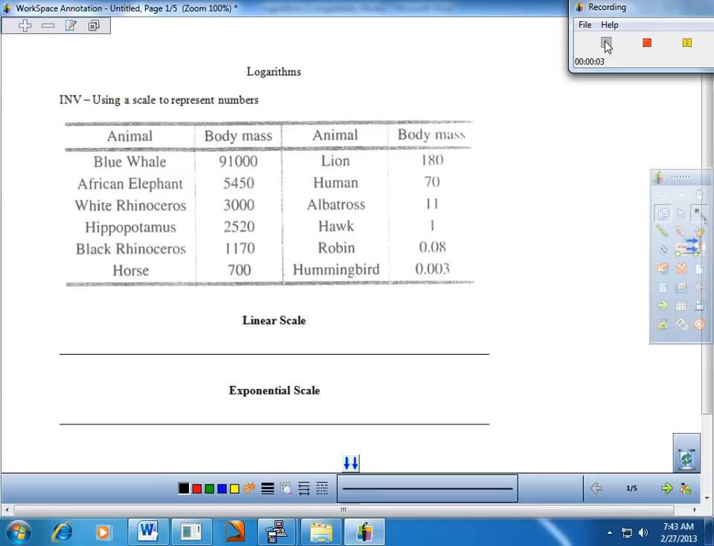Welcome. The title of today's notes worksheet is Logarithms. Today offers us an opportunity to investigate what a logarithm is, and also to explore some of the skill sets that are required to be successful in this unit.